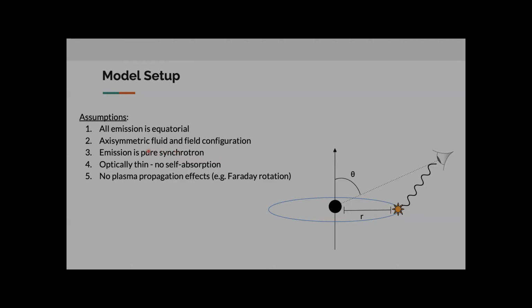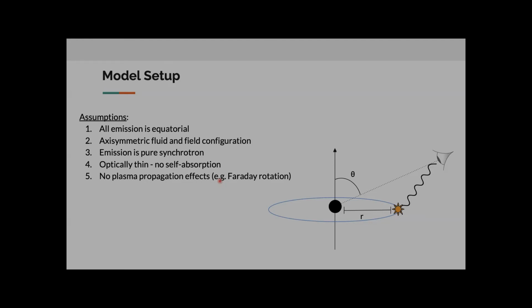Third, we assume that the emission is purely synchrotron with no other radiative processes. Fourth, we assume that the medium is optically thin with no self-absorption. And finally, we assume no plasma propagation effects like Faraday rotation. By making these assumptions, we're able to achieve our goal of isolating the individual effects on polarization and understanding how polarized images come to be from a bit more of an intuitive and qualitative point of view.